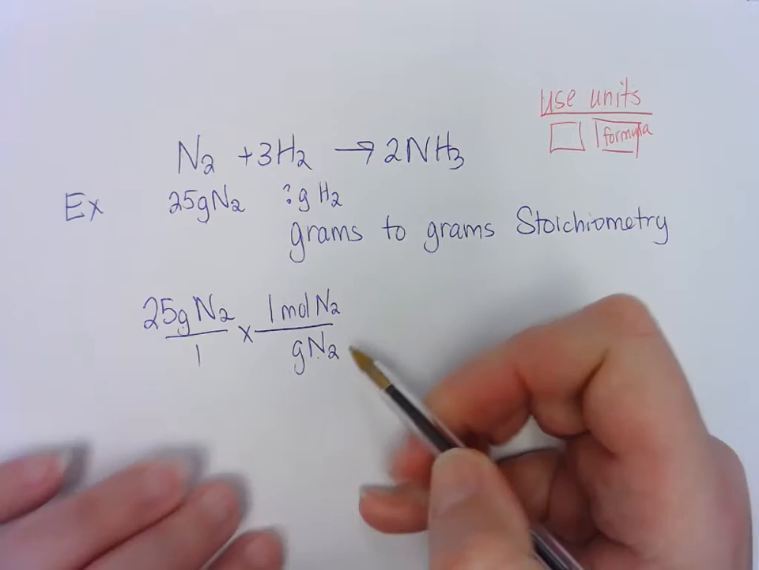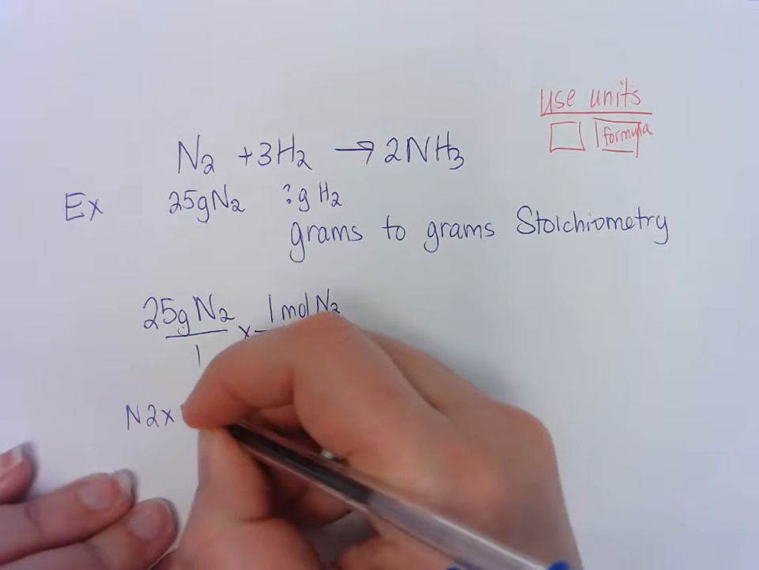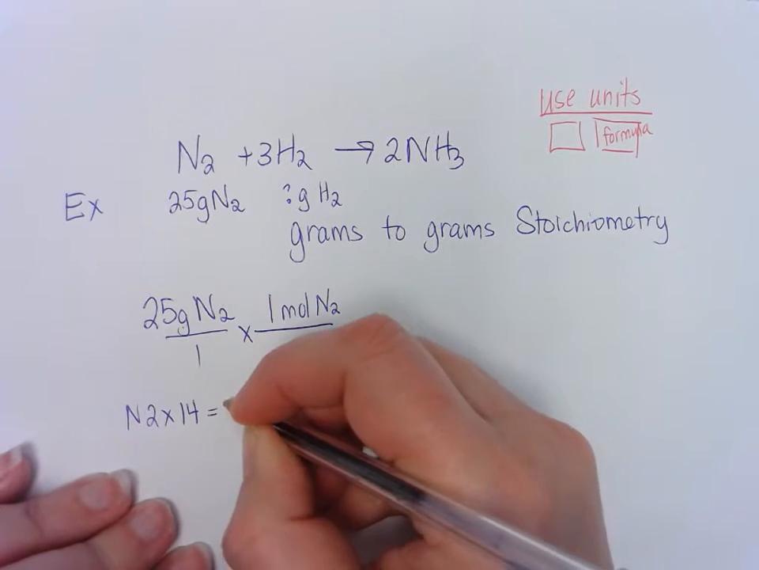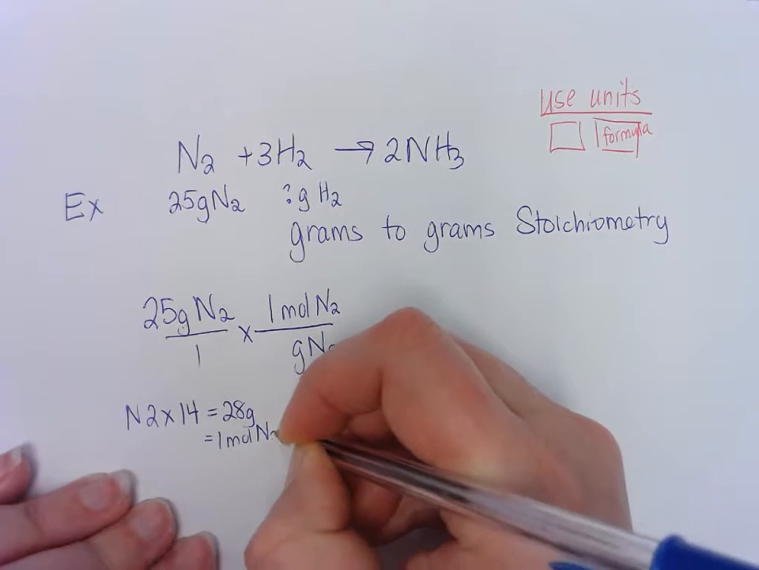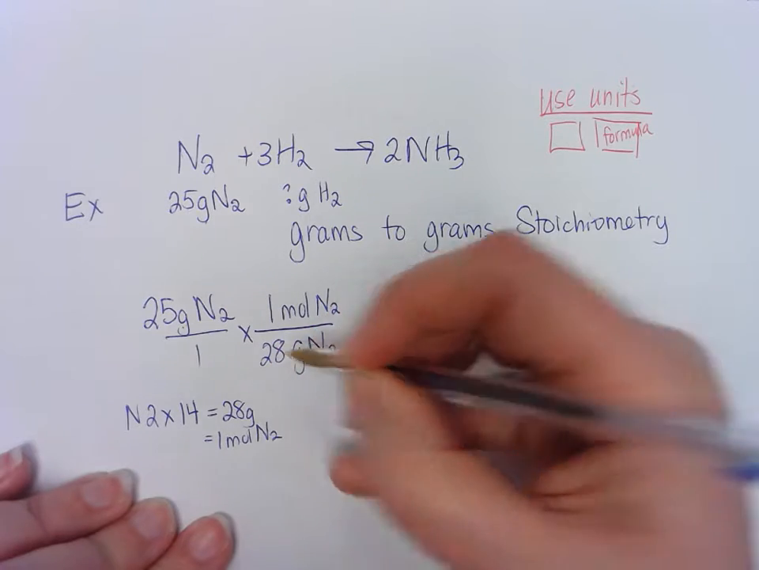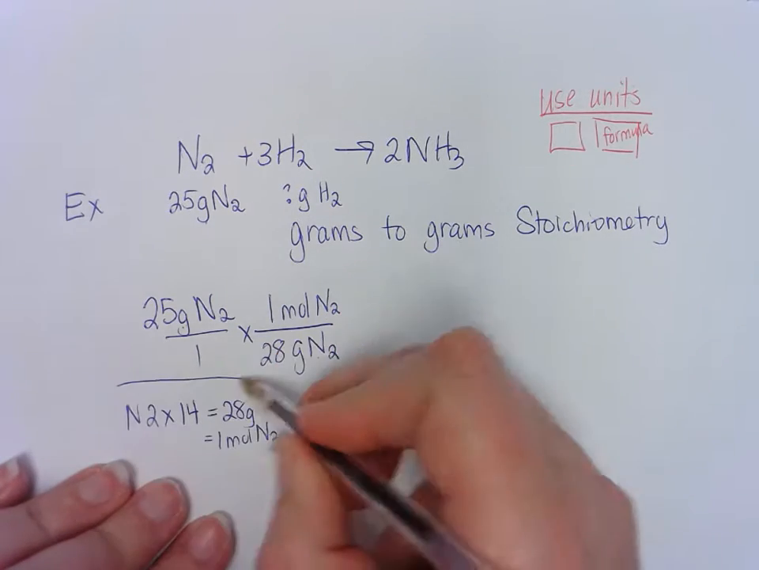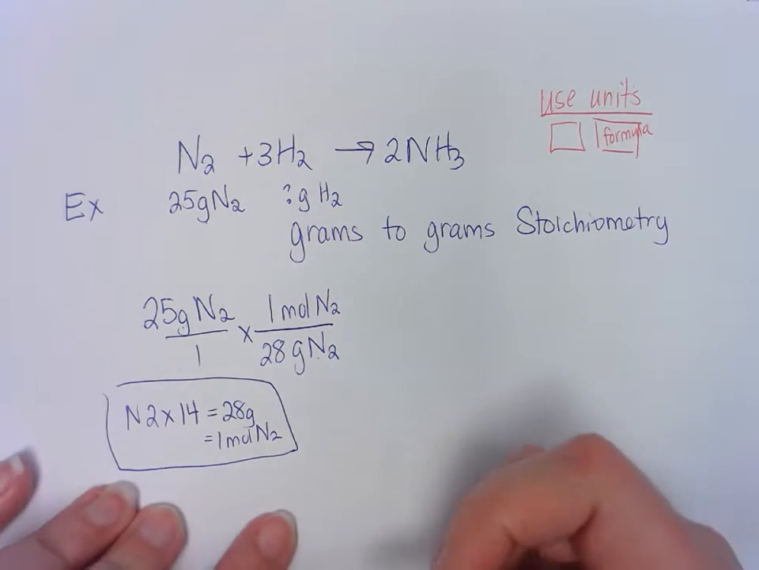N2, each N, there's 2 of them. We can look up the mass, it's 14. That would give me 28 grams for every 1 mole of N2. So I'm going to plug in my 28 grams right there. Okay, I solved this off to the side.